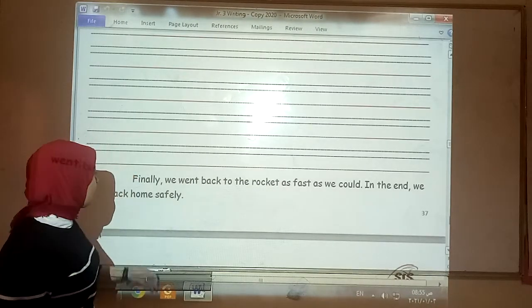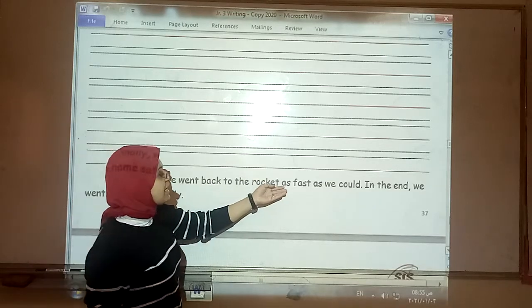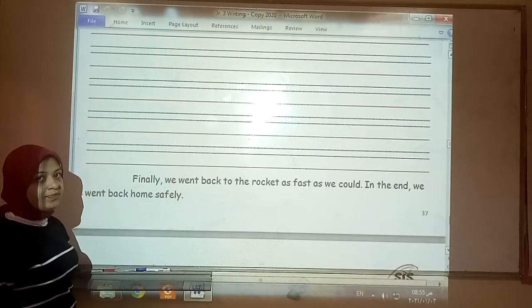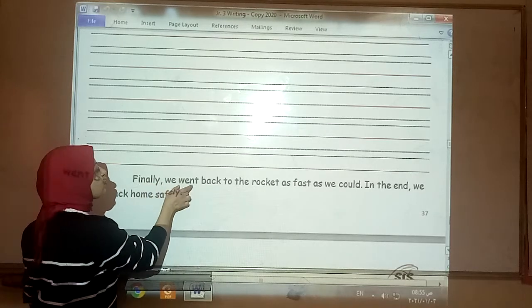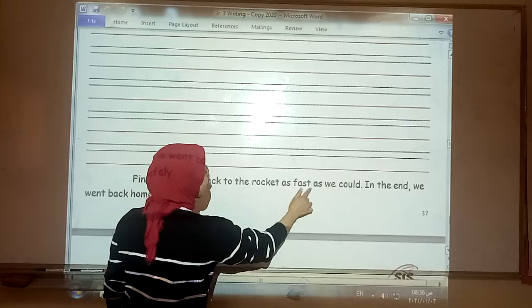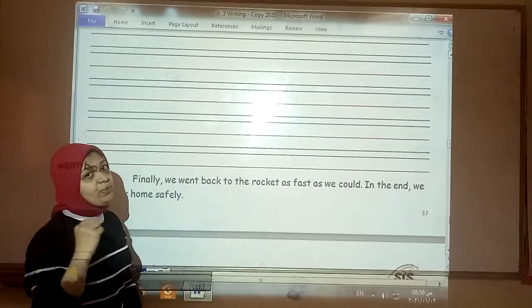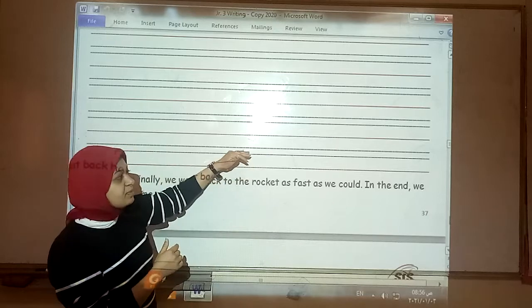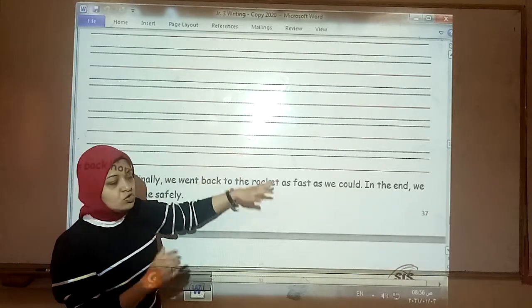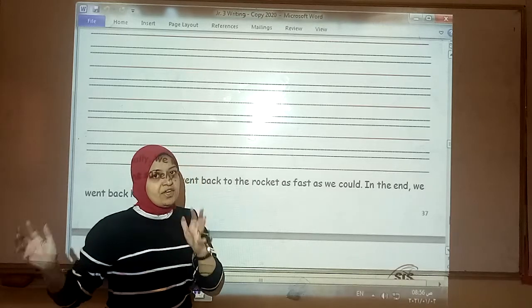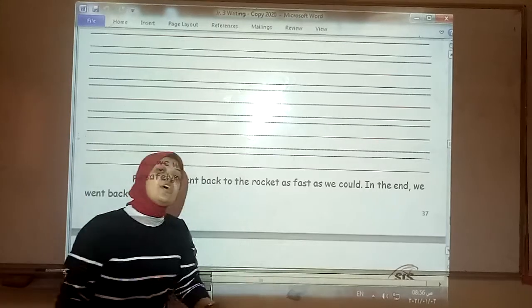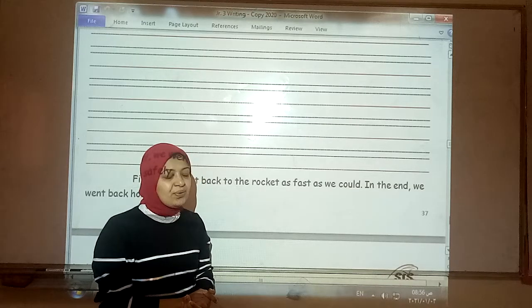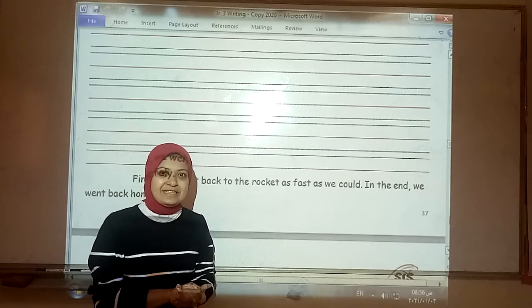As you can see here, finally, we went back to the rocket as fast as we could. In the end, we went back home safely. So take care, he told us here. Finally, we went back to the rocket as fast as we could. This means that they were in space and they must be running back to the rocket. This must be the end of my body. So the problem that would happen, they must face something that they must run away from back to the rocket. Okay? Now we are going to stop this and draft the body together.